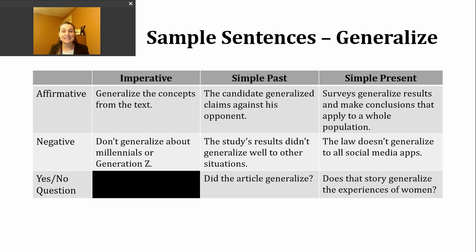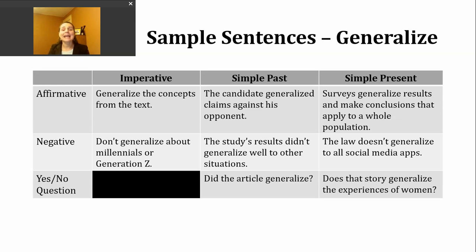That could be you singular, talking to one person, or it could be you plural, talking to a much larger group. So, as an example of an affirmative imperative sentence, we would begin with the base verb: Generalize the concepts from the text. This might be a command that a teacher gives to his or her students. But again, you're telling them what activity or what action to do.